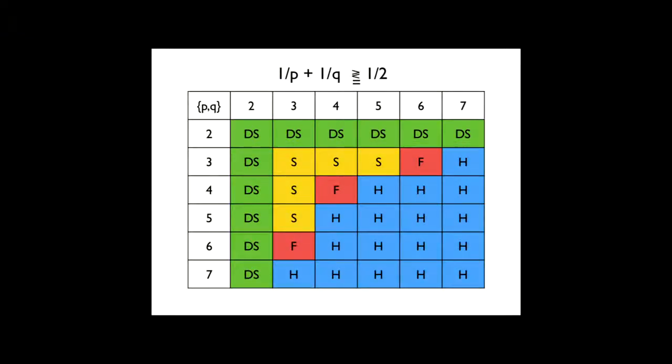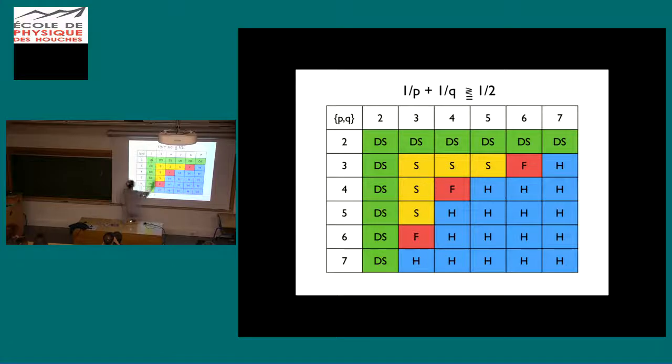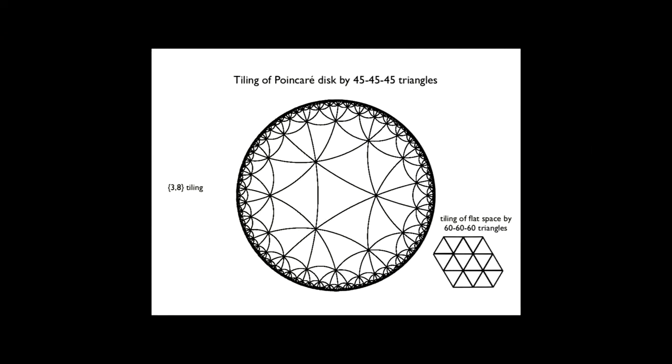Okay, and here's a table showing different values of P and Q, okay, and the three different conditions, 1/P + 1/Q being greater than, less than, or equal to 1/2. The flat space cases are shown here in red with F, okay, three-sided polygon meeting six at a vertex, et cetera. The non-degenerate two-sphere cases are in yellow, and then the degenerate cases for the two-dimensional sphere are in green, and then hyperbolic space in blue, and then it just continues on.